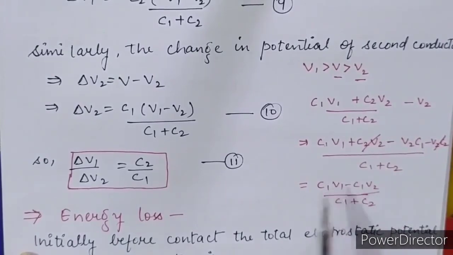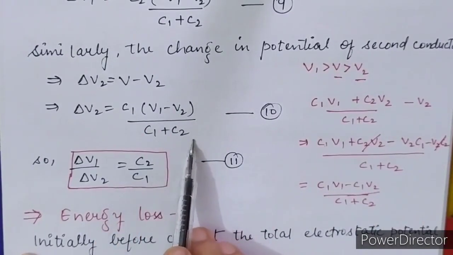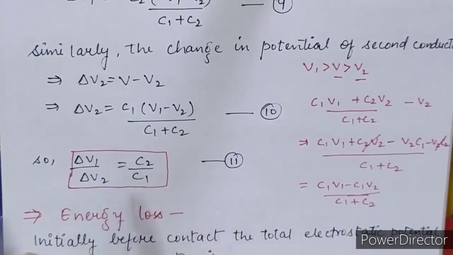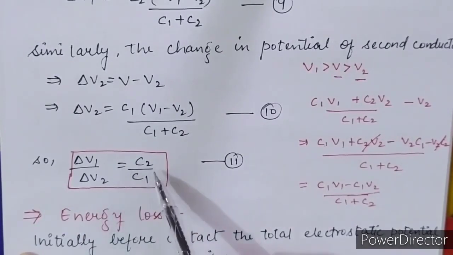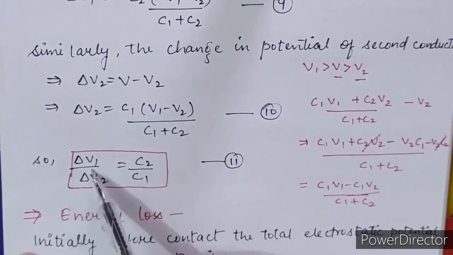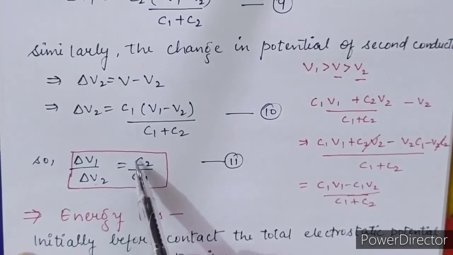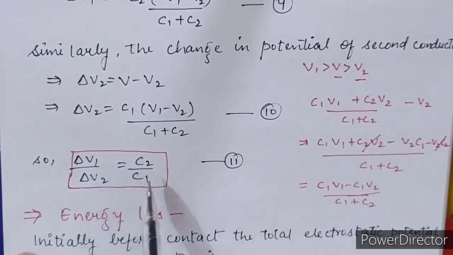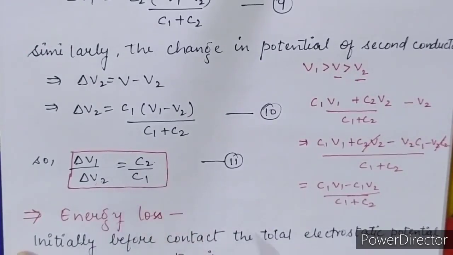Take C1 common: C1 times (V1 minus V2) upon C1 plus C2. This is the value of change in the potential in the second conductor. So the ratio of the change in the potentials in both the conductors is inverse to the ratio of their capacitances. Means delta V1 upon delta V2 is equal to the inverse ratio of their capacities, because V1, V2, okay, so we have got inverse ratios.